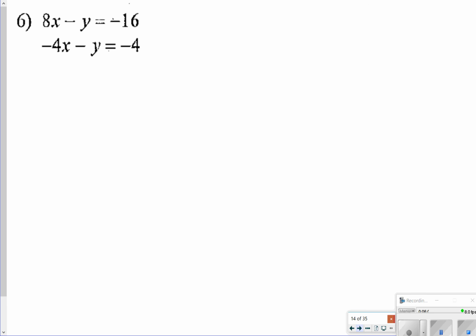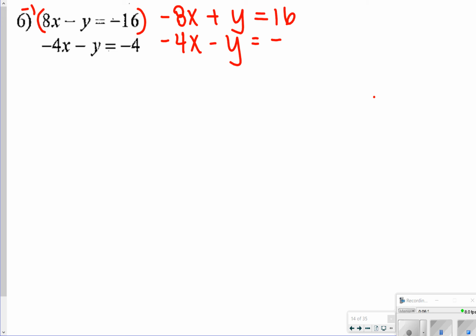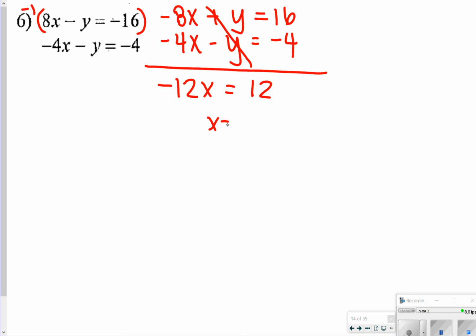For number 6, let's go ahead and eliminate here. What I would do is go ahead and make my y a positive. So what I did is I just multiplied everything by negative 1 to make it look like this. So my 8x changed to negative, my negative y changed to positive, and my negative 16 changed to positive 16. Now it's going to be really easy to go ahead and eliminate the y's because one is positive and one is negative. If I eliminate the y's, I would have negative 12x is equal to 12. So for number 6, x will be equal to negative 1.